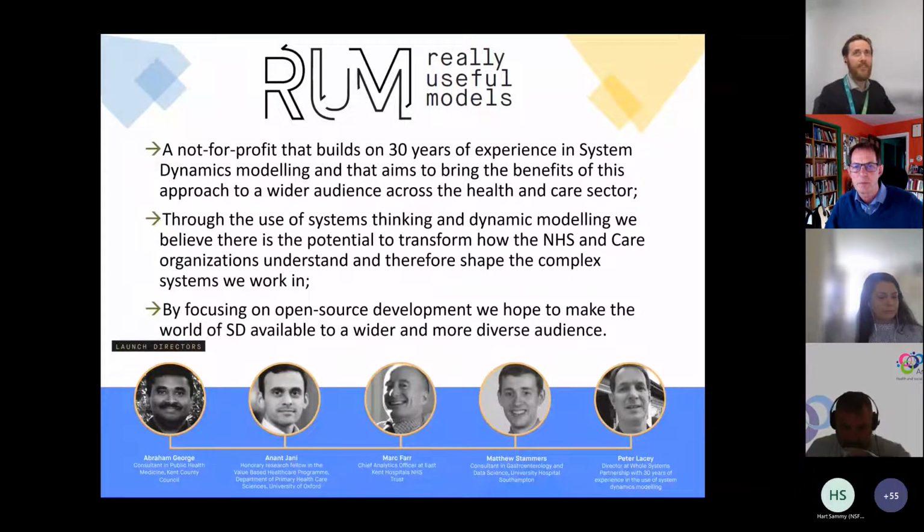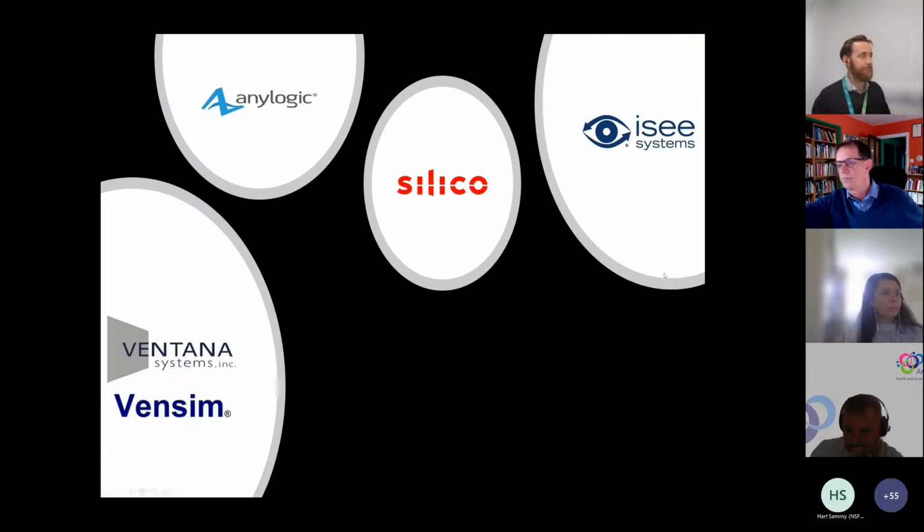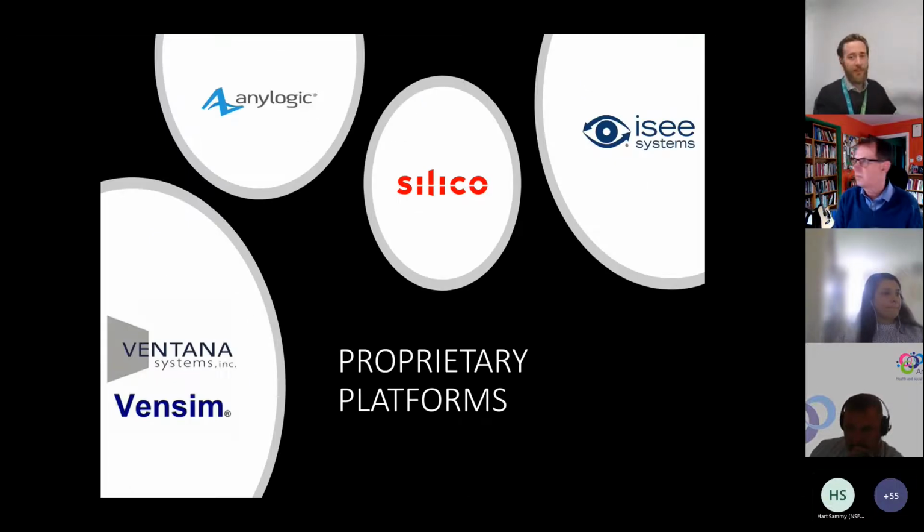The vision of RUM is basically to disrupt the current proprietary lock-in which currently exists in system dynamics. The purpose of doing that is to free system dynamics within institutions like the NHS, such that it can scale, people can share models, and we can hopefully transform the way we deliver modeling in the NHS, and also reduce the cost of it in the process, making it more available for a wider, more diverse audience. So these are the kind of proprietary platforms that I'm sure many of you know.